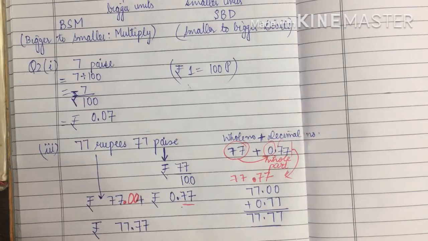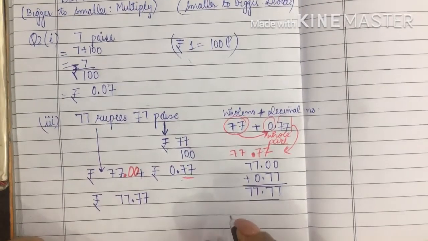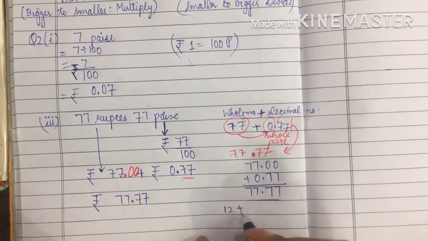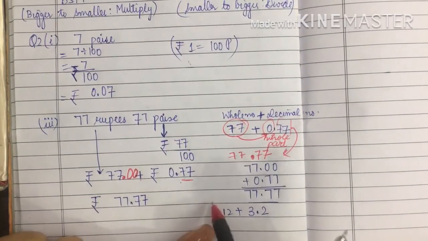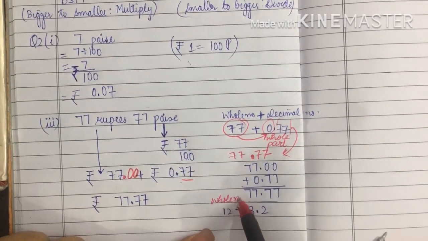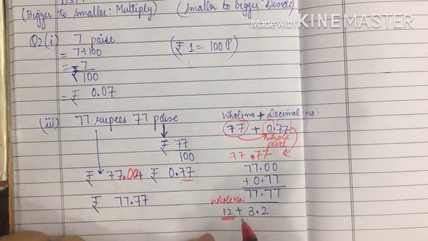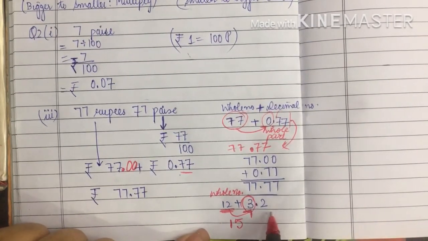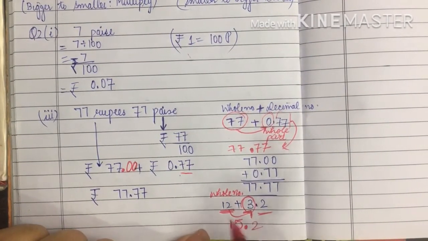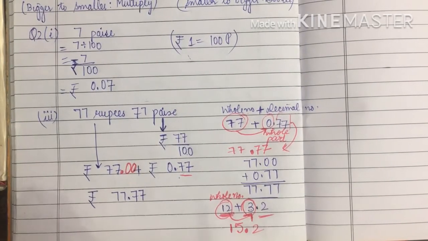Another example could be, let us say you want to add 12 plus 3.2. This is a whole number, 12 is a whole number. I'll be adding it to the whole part. This is the whole part. So this becomes 15, and the portion after the point is the same. So these two are added. This is what you can do.